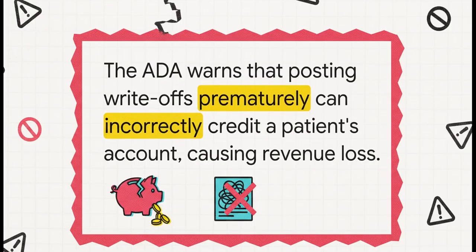And here is exactly why that is so important. If you jump the gun and post a write-off after just the first payment, and then you try to go back and change it after the second one pays, the math gets really messy really fast. You could easily end up giving the patient a credit they didn't earn, which means our practice just lost money.